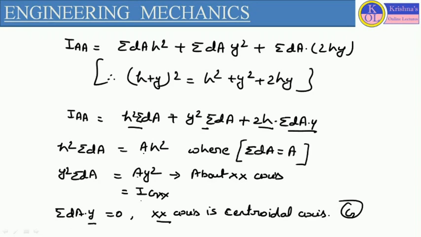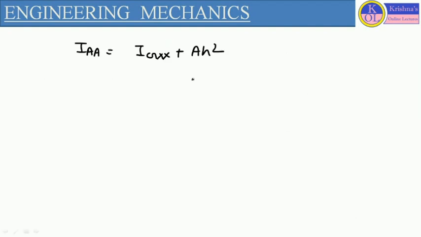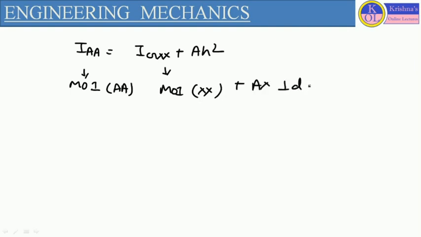So this is our final equation: I_AA equals I_G xx plus A h squared, where I_AA is the moment of inertia about axis AA, and I_G xx is the moment of inertia about the centroidal axis, plus the product of area into the perpendicular distance between these two axes. So this is the final parallel axis theorem.